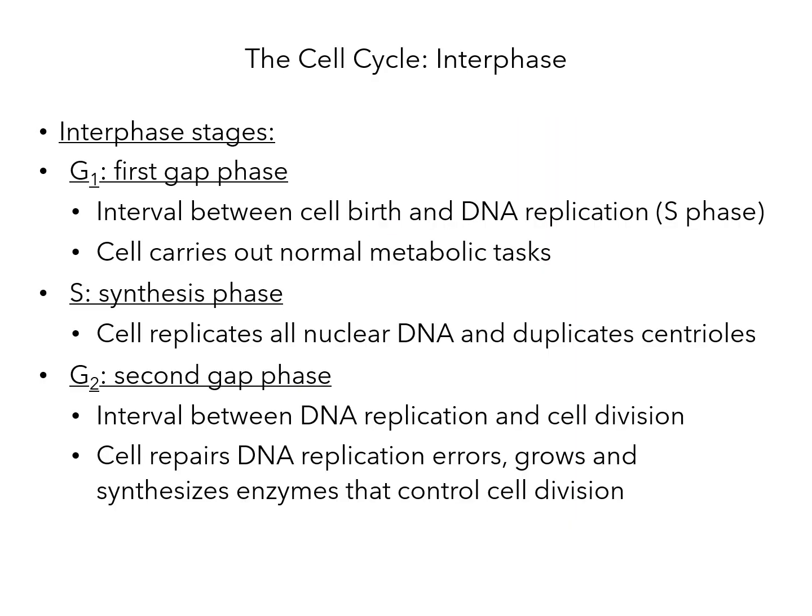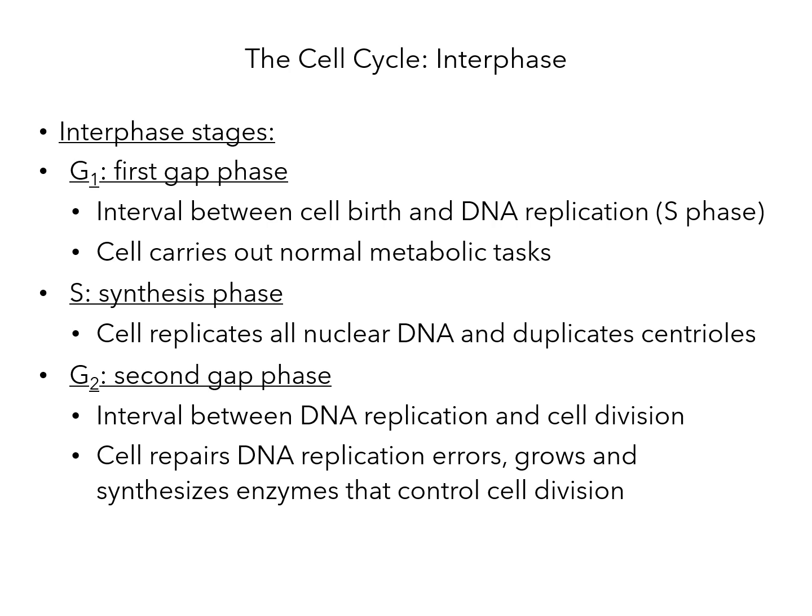Now let's look at the first phase, which is interphase. This is kind of the preparatory phase, and it consists of three stages: G1, S, and G2. G1 is the first growth phase. During this phase, cell growth happens. Synthesis, or S phase, is the second one, and during this phase, the cell duplicates the DNA.